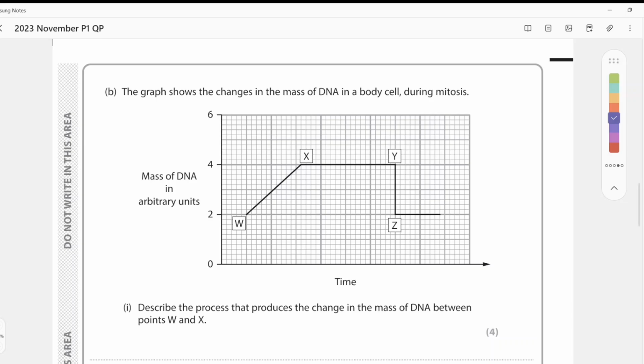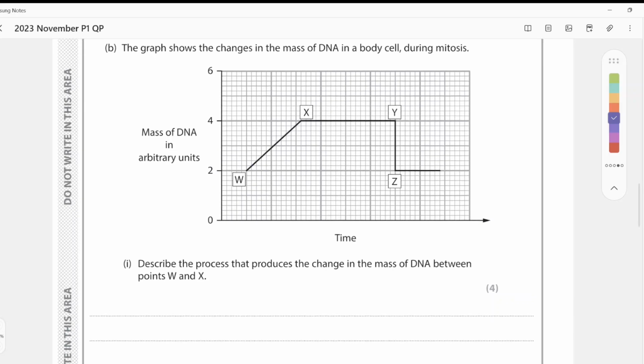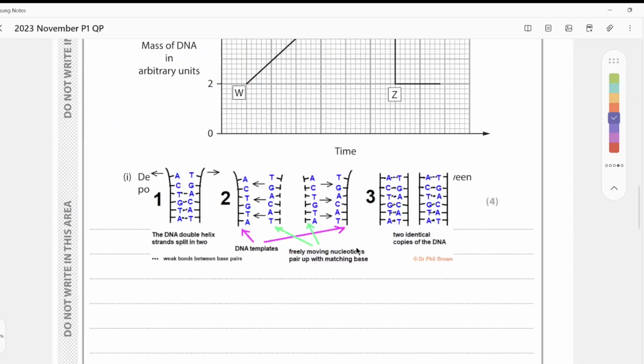The graph shows the changes in the mass of DNA in a body cell during mitosis. So here we can see that the mass starts off as 2, and then it doubles. So it goes from 2 to 4, and then all of a sudden it drops, it halves. So part 1 says, describe the process that produces the change in the mass of DNA between W and X. So between this and this. That process is called DNA replication. And DNA replication always takes place before any sort of cell division, whether it be mitosis or meiosis.